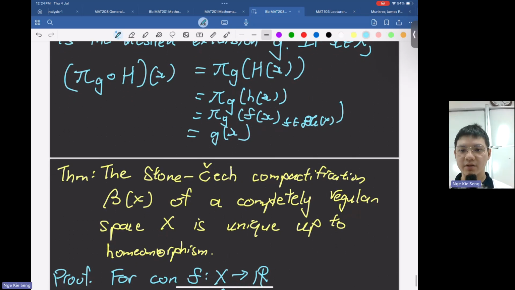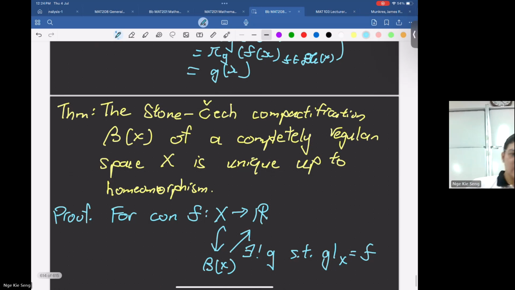Check, what's the definition? Okay, good. Try and think about it, how you put this property together.